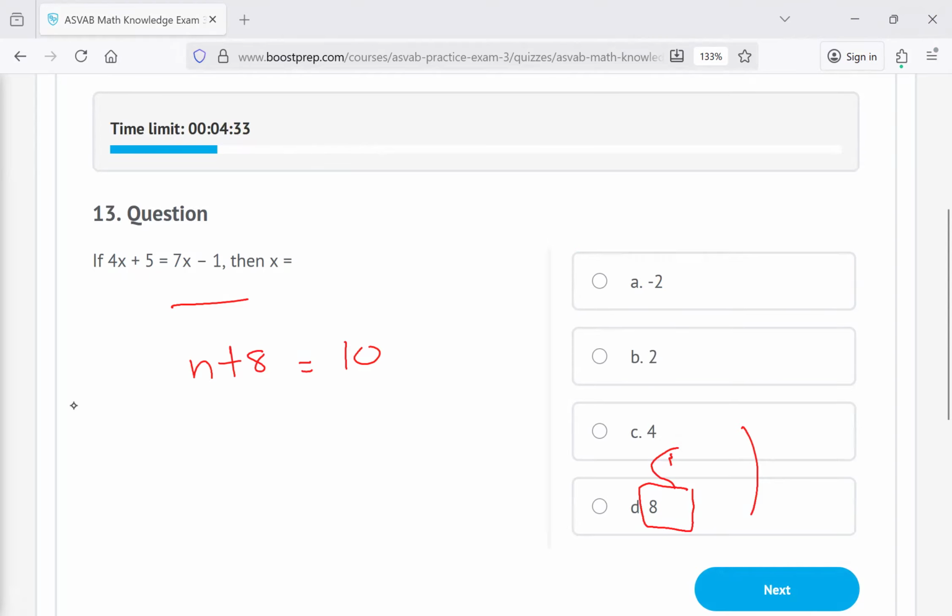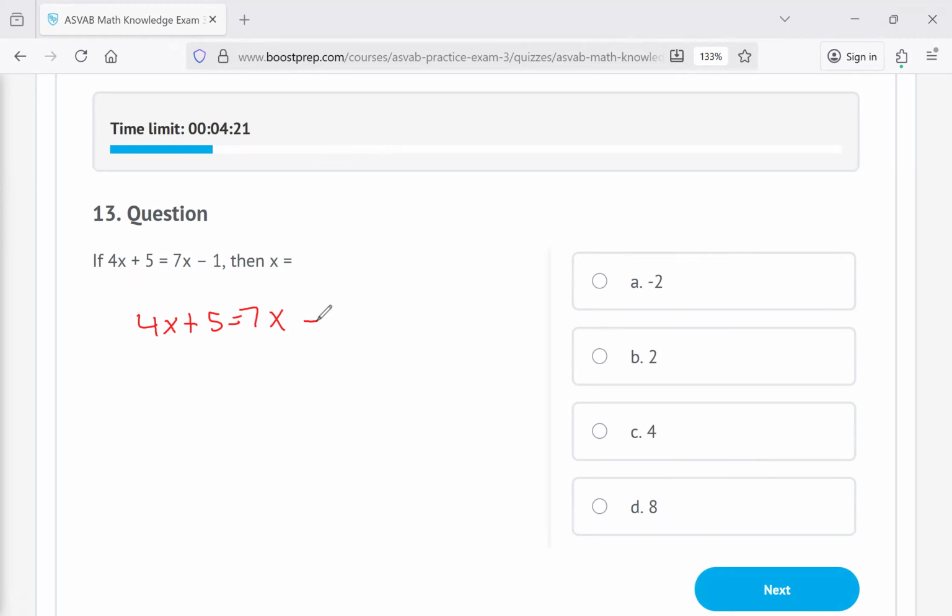Question 13. If 4x plus 5 equals 7x minus 1, find x. So you have 4x plus 5 equals 7x minus 1, and you want to solve for x. What I would do is get all the x's on one side. First, I would subtract 4x on both sides. So I get 5 equals 3x minus 1, since 7x minus 4x is 3x. Then I get all the constants on one side by adding 1 to both sides. I get 6 equals 3x.